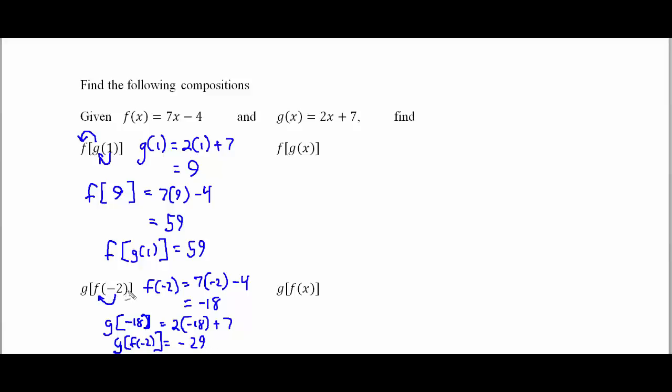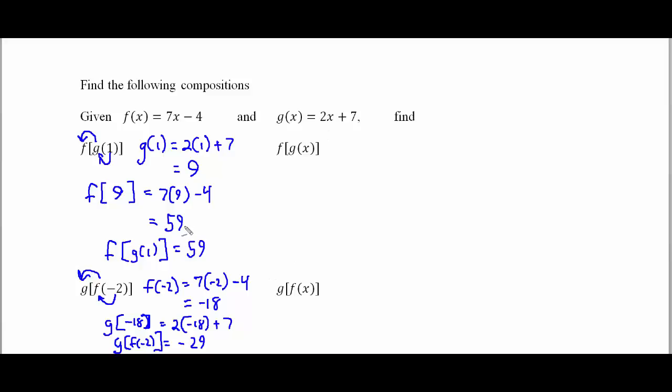And again, going back and explaining what happened in the last minute, I plugged negative 2 into f, and the f swallowed it and turned it into negative 18. And then g came up and swallowed the negative 18, and that made an answer of negative 29 once we plugged the negative 18 into g's belly, or x in this case.